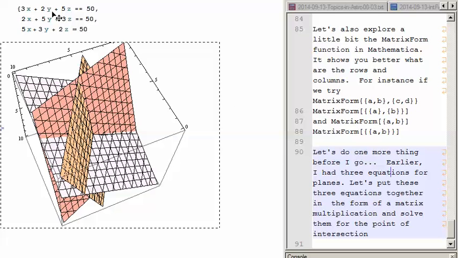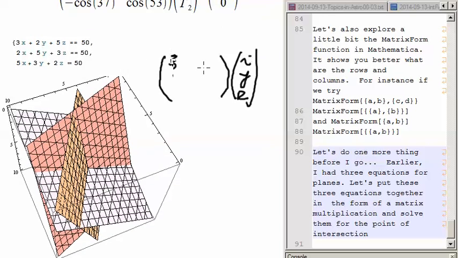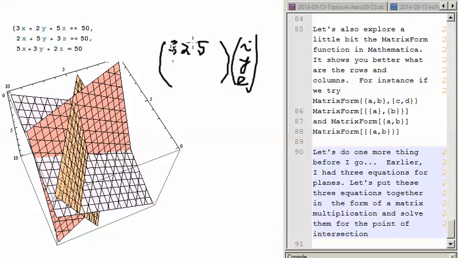Earlier I had 3 equations and 3 planes, and let's put these 3 equations together in the form of a matrix multiplication and solve them for the point of intersection. Again, this is going to be a 3 by 3 with the x, y, z down the side over here, and it'll be 325, 253, and 532.